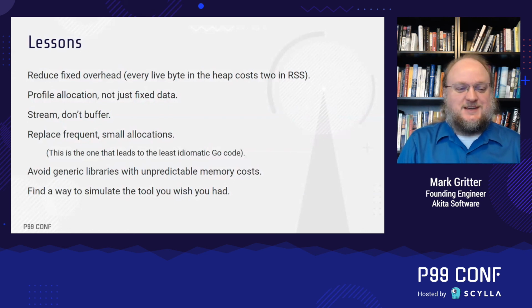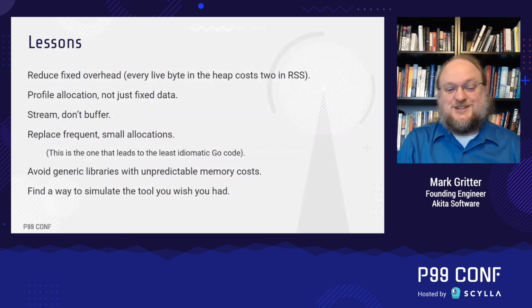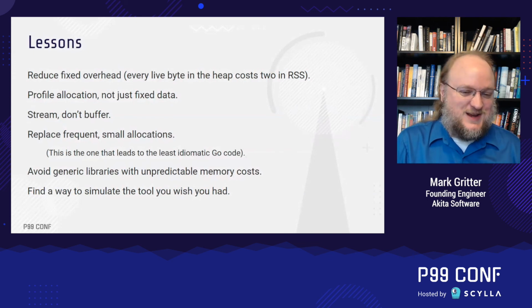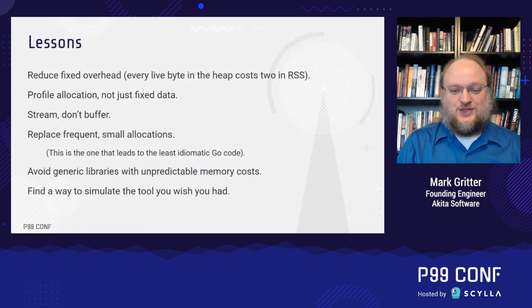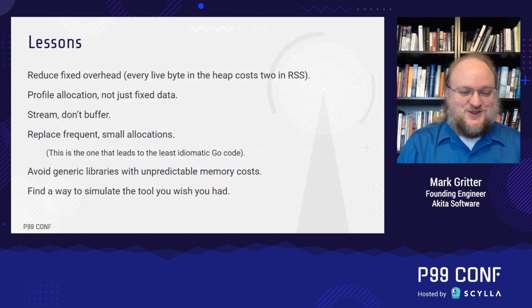One of the ways we fix that is by streaming rather than buffering. I mentioned that the JSON parser can accept a reader, which is great, but it also produces all its output in a single object, which is less great, and we may have to fix that in the future. The thing that caused the most friction with the way Go idioms work is replacing small, frequent allocations. You can find what we did in our open source repository.